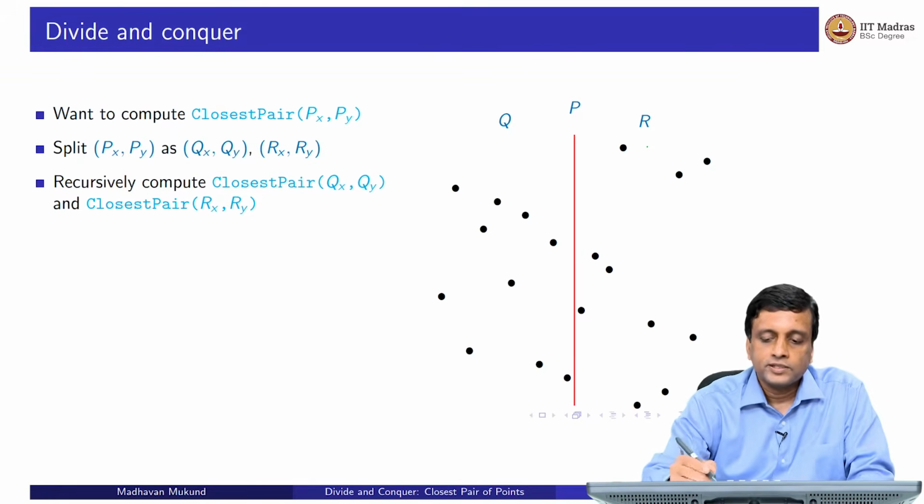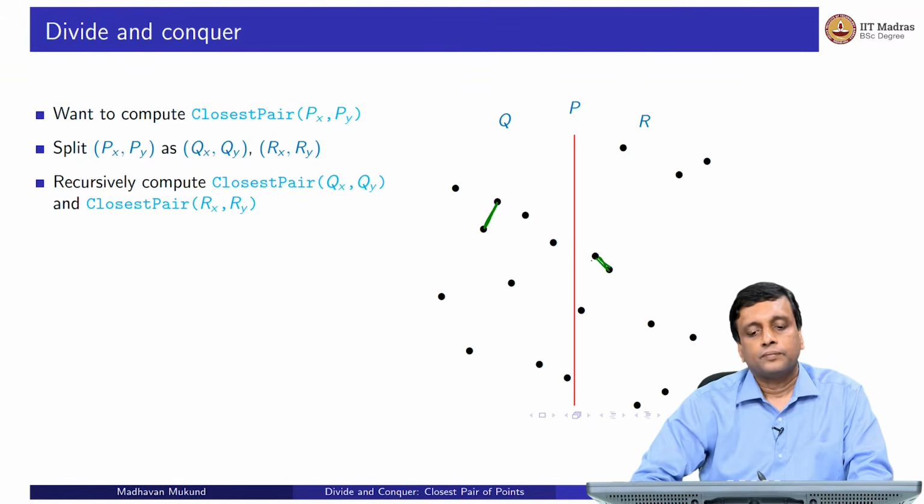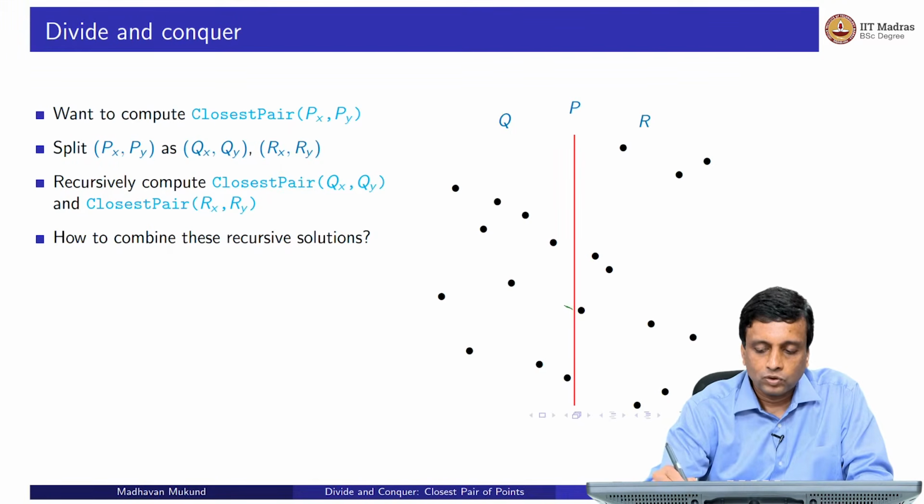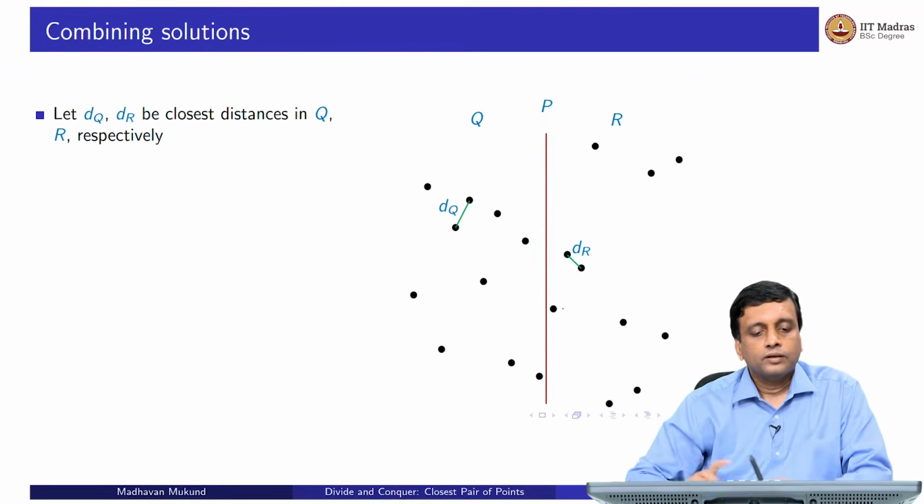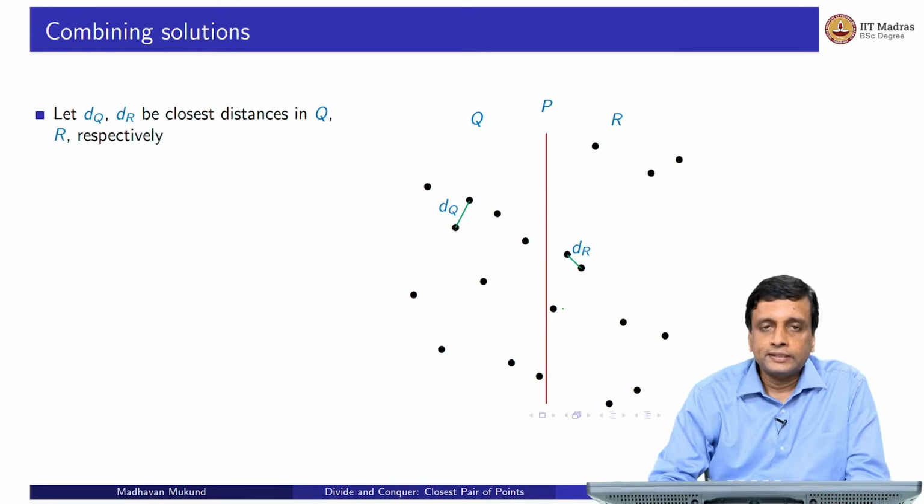So now I know, for instance, maybe that this is the closest pair here and this is the closest pair here, okay. So the problem is how to combine these recursive solutions, because in the process of doing this there may be some closest pair across this boundary, okay. So let's look at this combining the solution, and that's really the clever and very tricky part of this divide and conquer.